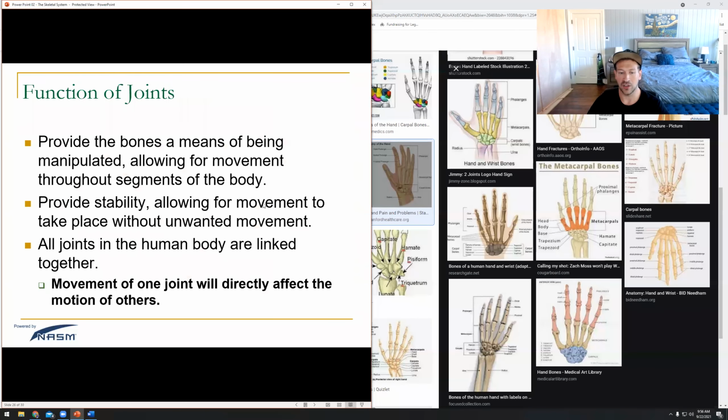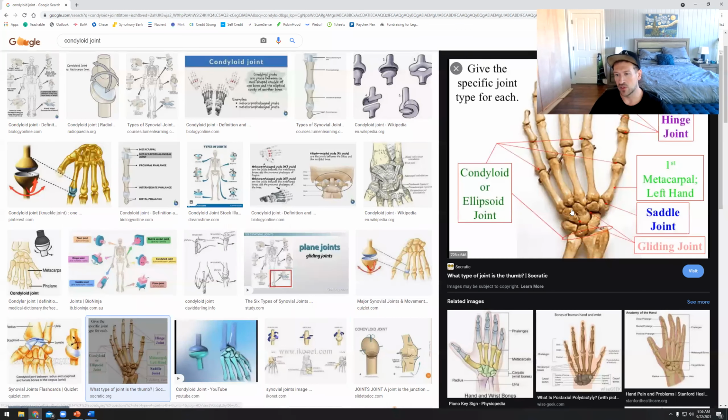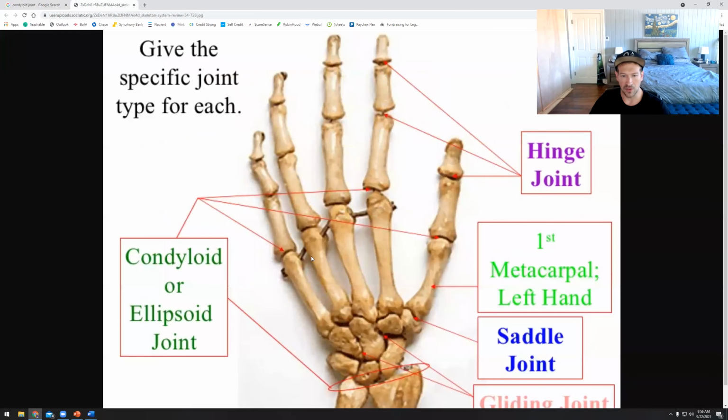You've also got what are called condyloid joints. Your knee, for instance, and that's where one condyle sort of fits into another. So a classic example of that is, well, they're actually showing the hand here. That's fine. So this is a condyloid joint right here. You take a look at it. You can see there's sort of a kind of a thing here, and it can move a little bit like this and a little bit like this, right?